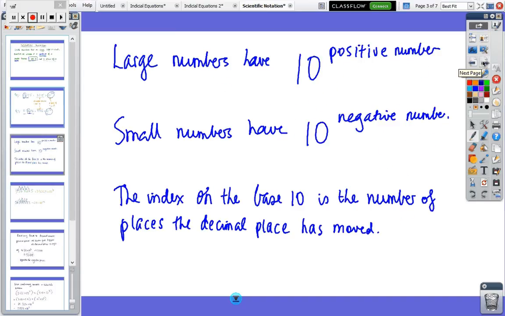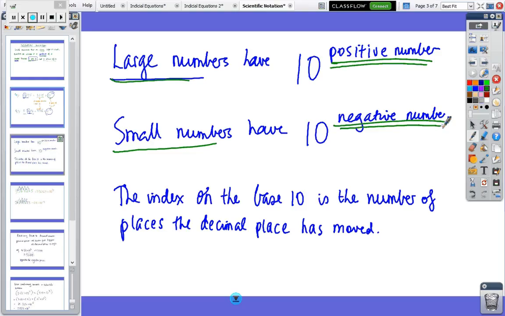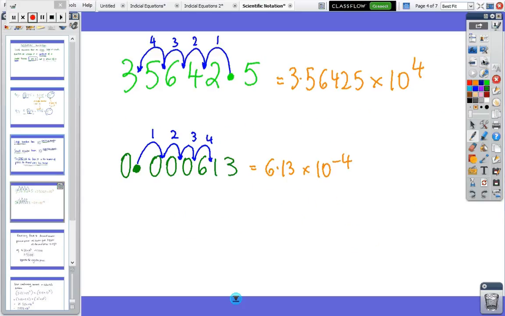Large numbers have positive powers for the power of 10, and small numbers have negative numbers for the power of 10. So the index, the power, tells you how many places the decimal place has moved. This number up here gives an indication of how many places the decimal has moved. At this stage, just know, large numbers have positive powers, small numbers have negative powers. And let's see how we do it.